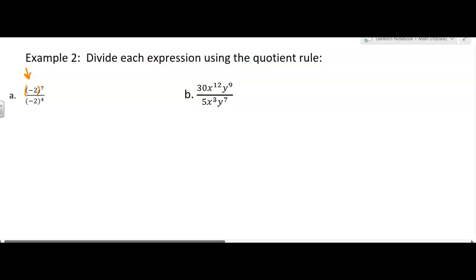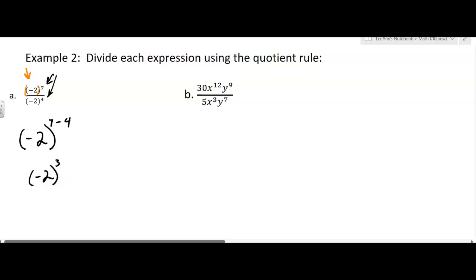But we're going to use the rule. The bases are the same. So we're just going to say, oh, I need to subtract the exponents. Now, we have to keep the base. My teacher used to always say, keep the base. All right. And then it's 7 minus 4, or -2 cubed.